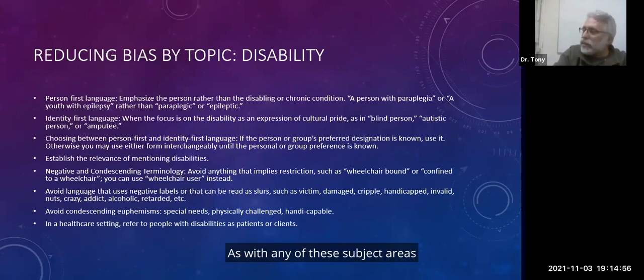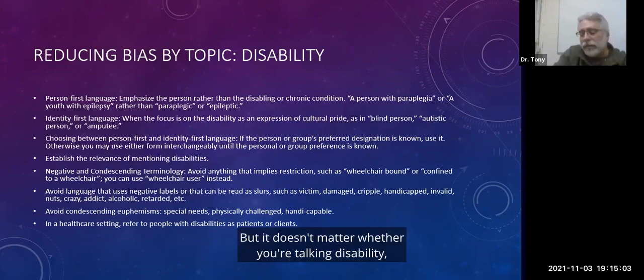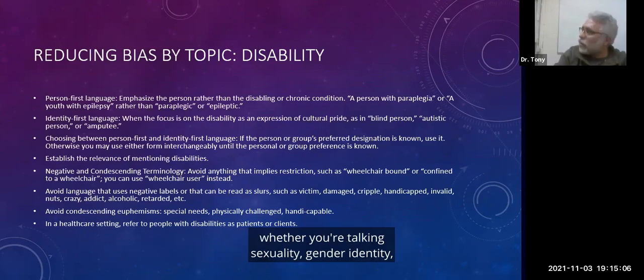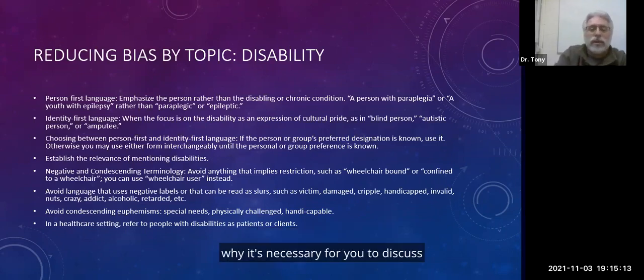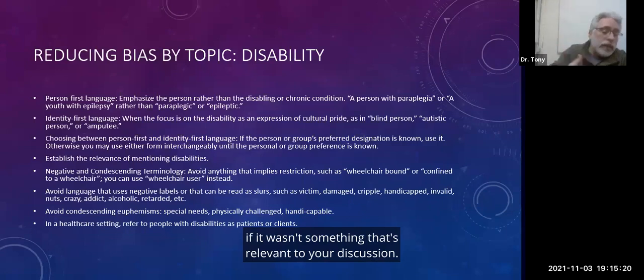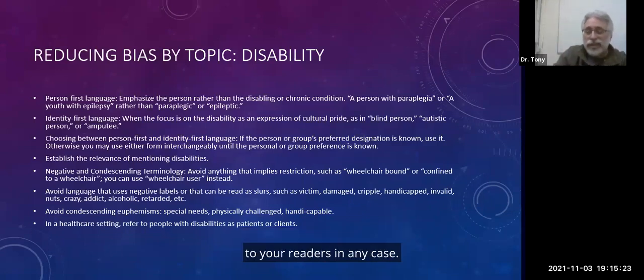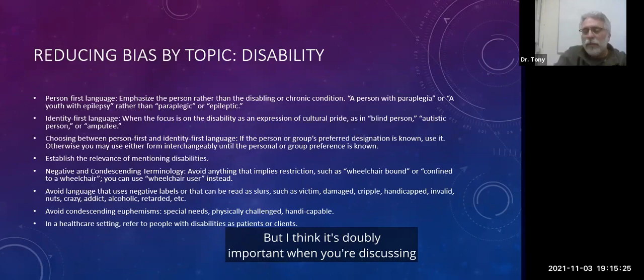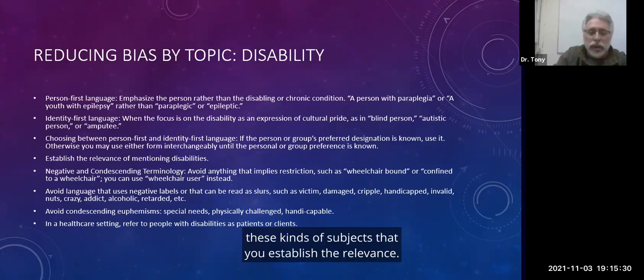As with any of these subject areas, though, you want to establish the relevance of mentioning, in this case, disabilities. But it doesn't matter whether you're talking disability, sexuality, gender identity, religion, whatever it is, make sure that you establish in the writing why it's necessary for you to discuss these topics at all, right? Presumably you wouldn't be bringing it up if it wasn't relevant to your discussion. So it's something you would want to be making clear to your readers in any case, but I think it's doubly important when you're discussing these kinds of subjects that you establish the relevance.